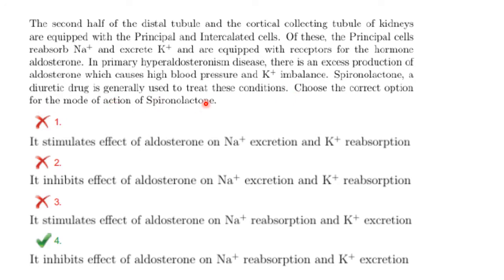Now there is excess production of aldosterone in hyperaldosteronism disease. So the drug, spironolactone, will inhibit aldosterone. And since aldosterone has an effect on sodium reabsorption and K plus excretion, the inhibitory effect of this drug on aldosterone will affect the sodium reabsorption and potassium excretion. So the answer will be 4. It inhibits the effect of aldosterone on Na plus absorption and K plus excretion.